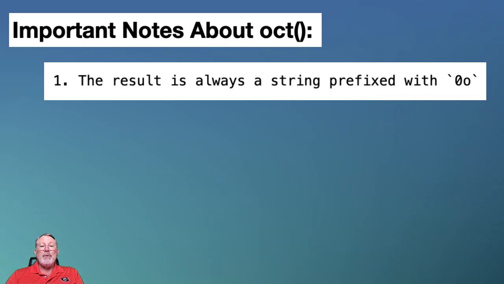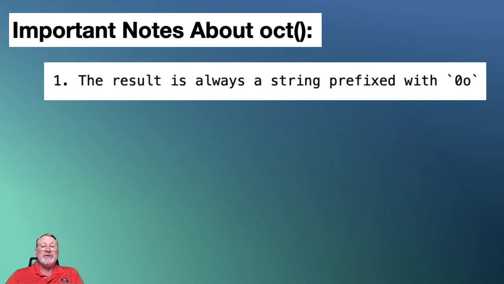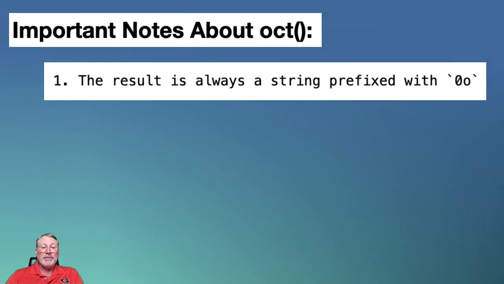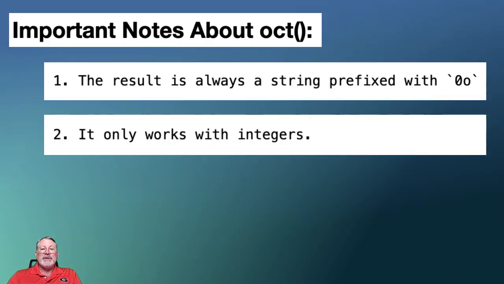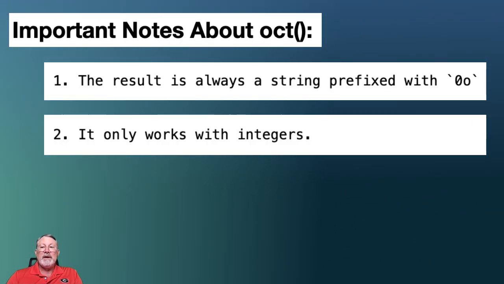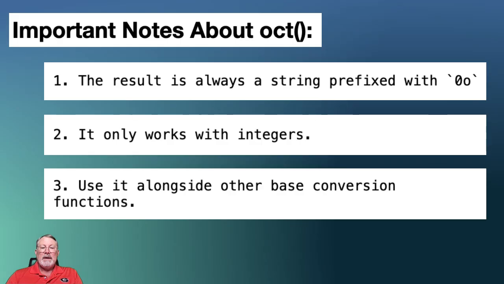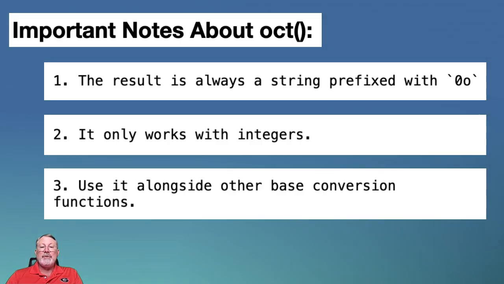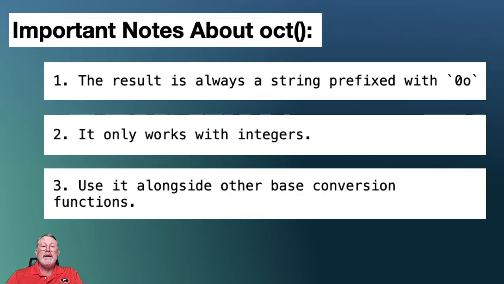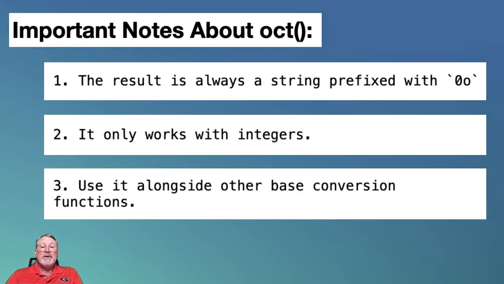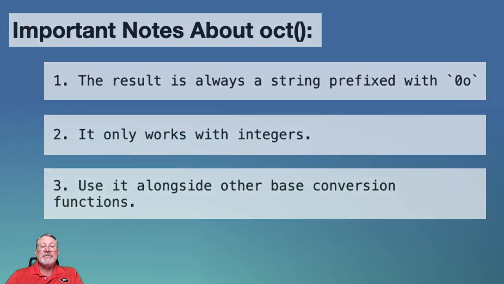Here are some important points about the oct function. The result is always a string prefixed with 0o to indicate octal format. It only works with integers. Passing a float or string raises a type error. And use it alongside other base conversion functions like bin and hex for working with different numeric systems.